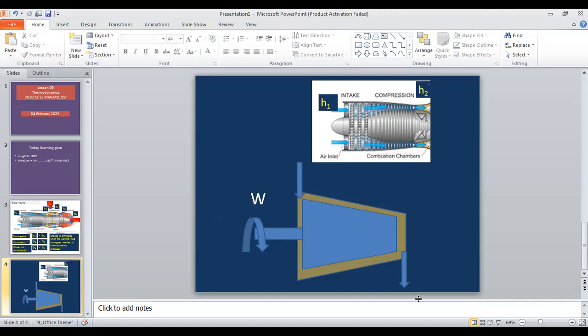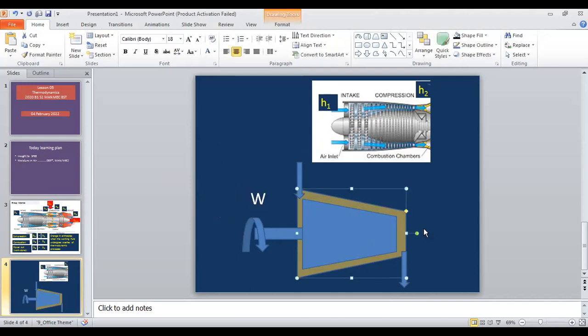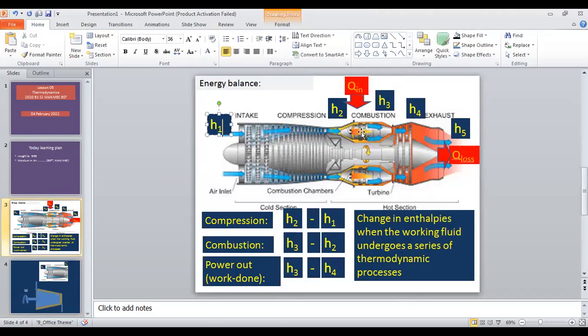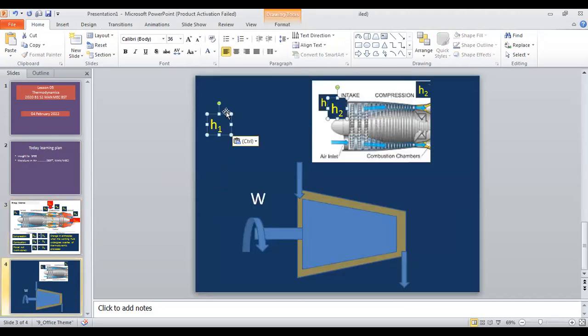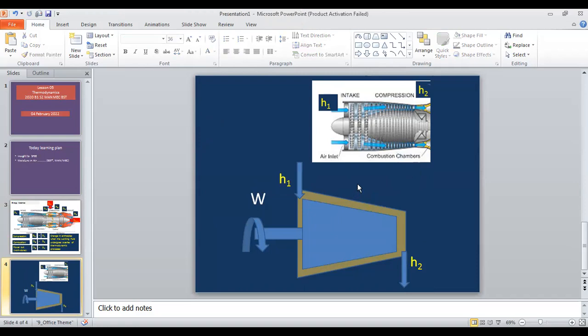And the air comes in and air goes out, in and out. So this H1 and H2 you can see here. So I can mark the same H1 and H2 here. So in the model, you can have the same line H1 and H2 and W.